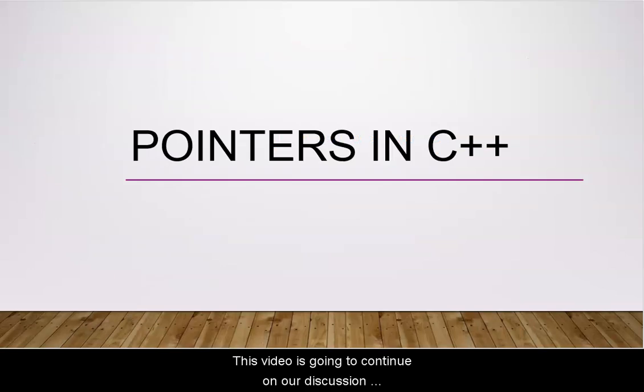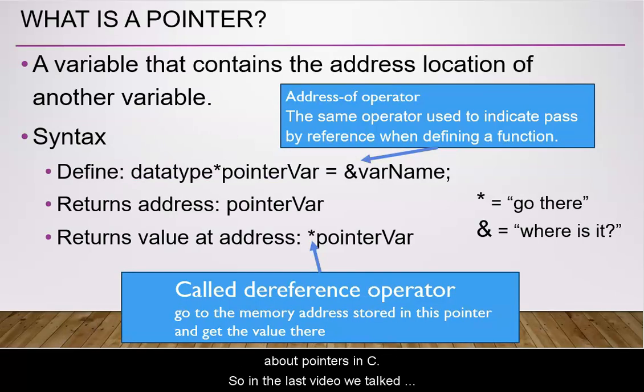This video is going to continue on our discussion about pointers in C++. So in the last video we talked about memory locations in C++ and how we can figure out the address location of the variable that we made by just using the & symbol, and that will give us the actual address location. Well, now we want to save that location into a variable. Well, that's exactly what a pointer is. A pointer is just saving that value of the address into another variable.